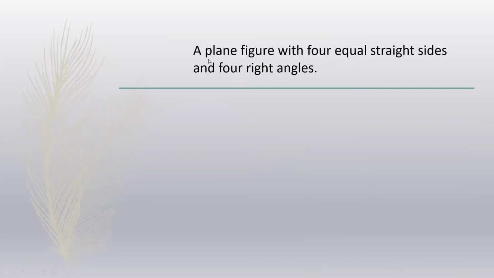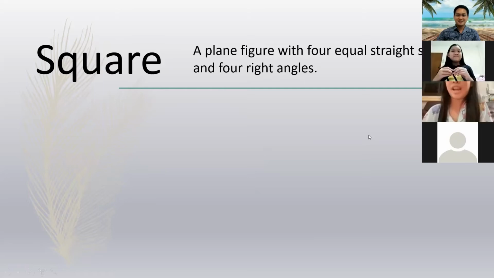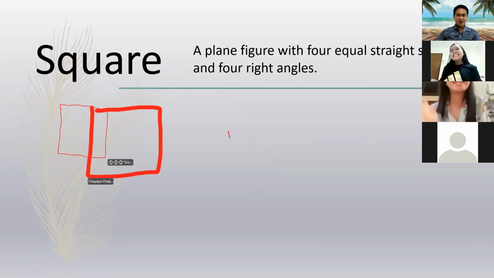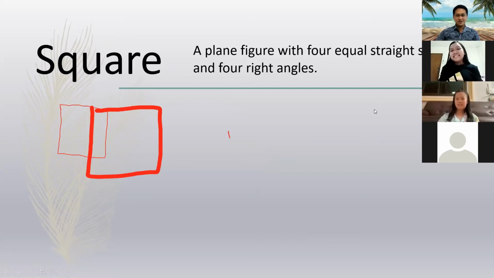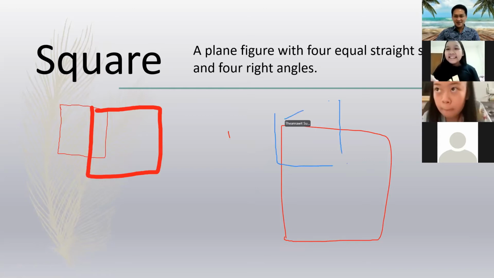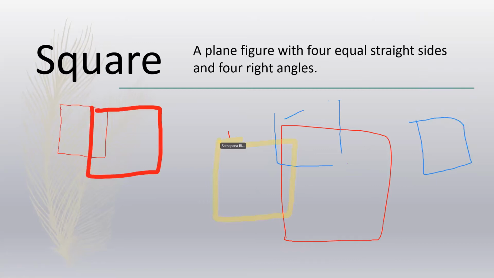I will read. A plane figure with four equal straight sides and four right angles. What shape is this? Okay, very good. It's a square. Okay, can you draw your squares? Let's see who has the best square. Okay, that's Chayapasi's square. That's Bua's square. Anyone else? Okay.